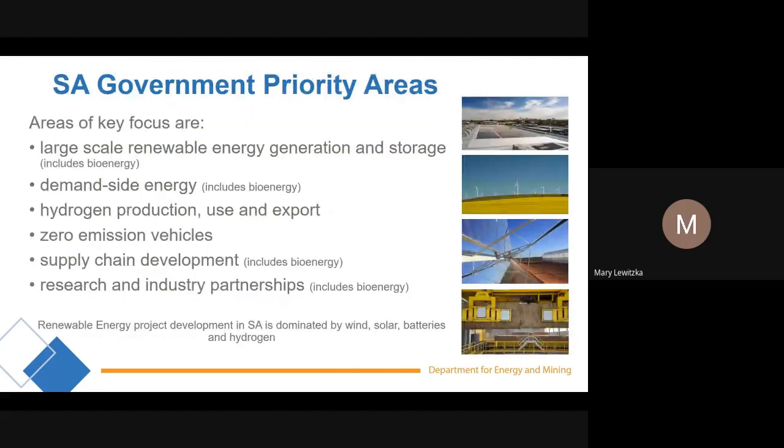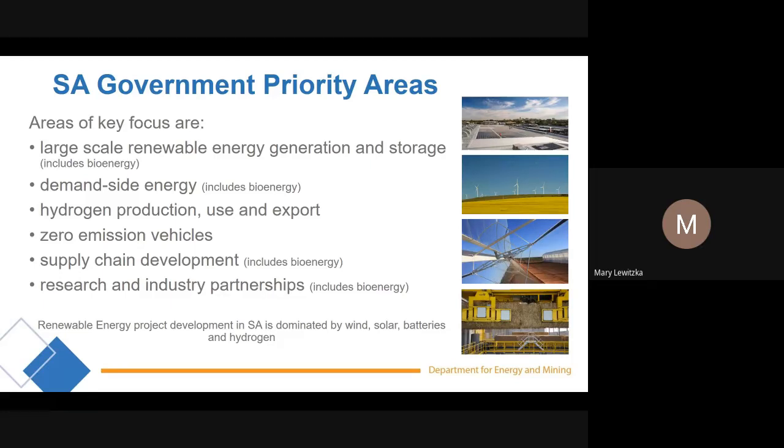Some key areas of focus for the South Australian Government are large-scale renewable energy generation and storage, such as wind, solar thermal, solar PV. Bioenergy sits in there as well, along with batteries, pumped hydro, and thermal storage. Then we look at demand side energy such as rooftop solar. Bioenergy sits in there as well, along with distributed storage, energy efficiency, and demand management.